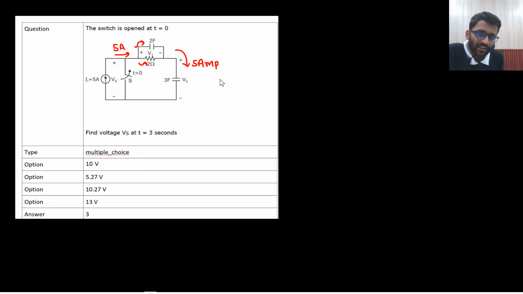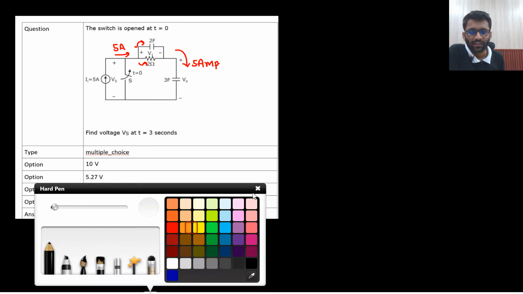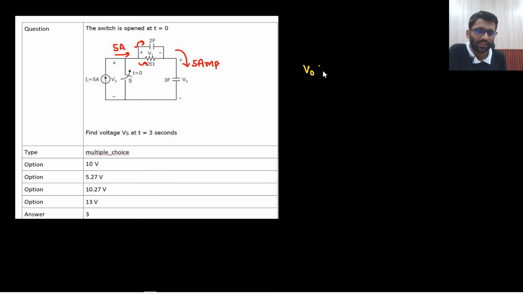So certainly this 3 farad capacitor will always have 5 ampere current. Say yes or no, do you agree to this point? 5 ampere is going, it will be divided into 2 branches, then certainly this 3 farad will always have 5 ampere. Right? So what will be your v0(t)? That would be 1 by C, constant current, 5 ampere constant current, 1 by C integral of 5 dt.